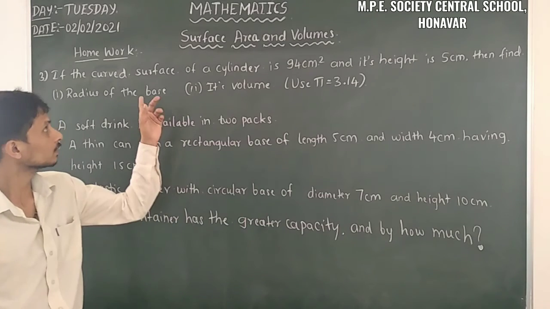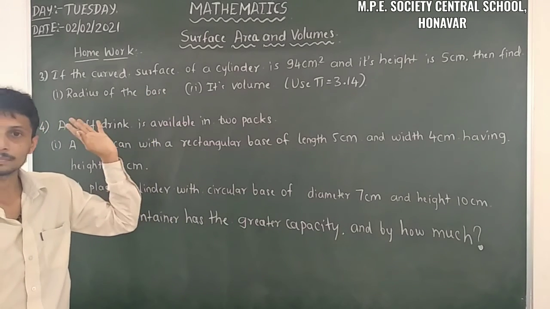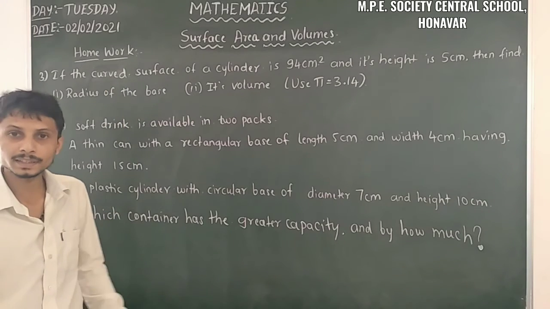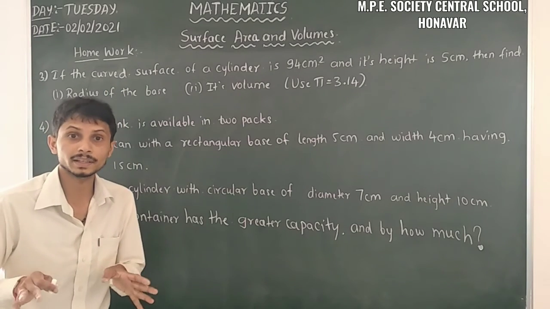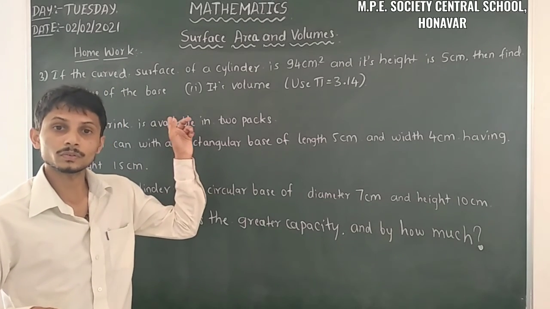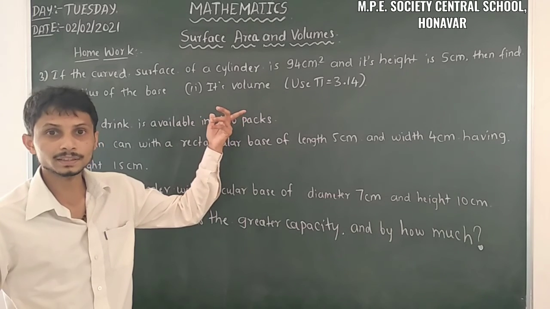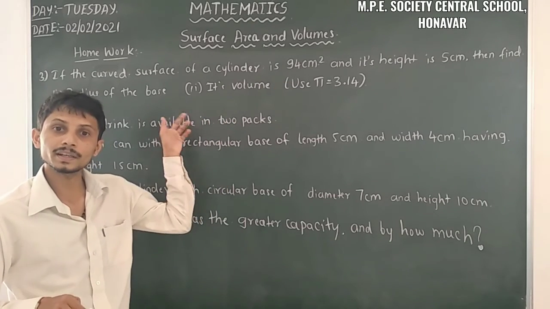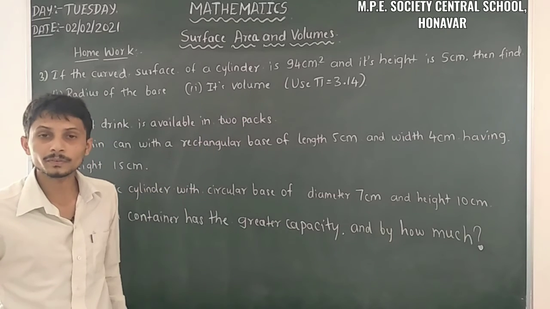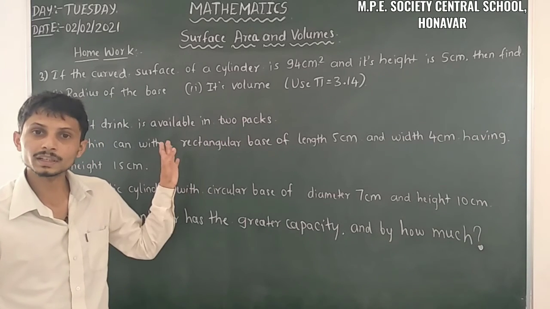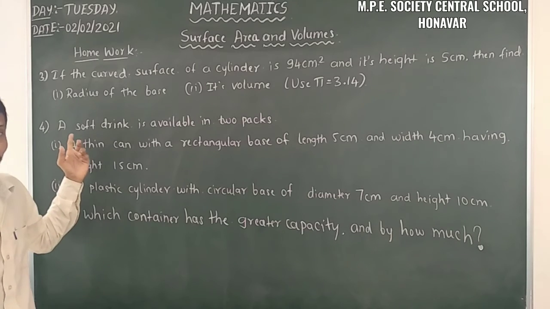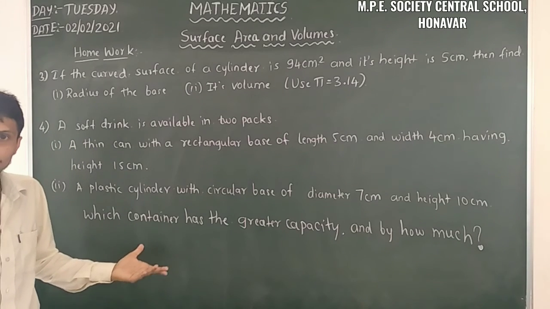That is, here we have a cylindrical shape, and the curved surface area of the cylinder is given. We know the formula for the curved surface area, and we have the height. Using that we have to find the radius, and then using the radius we have to find the volume. And then another one, it's a very easy problem.